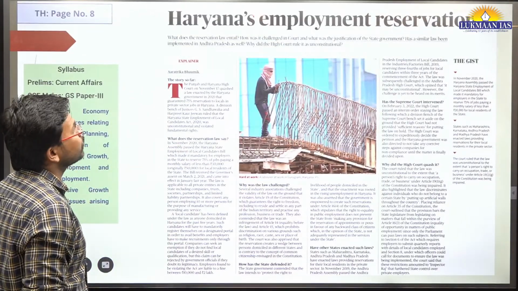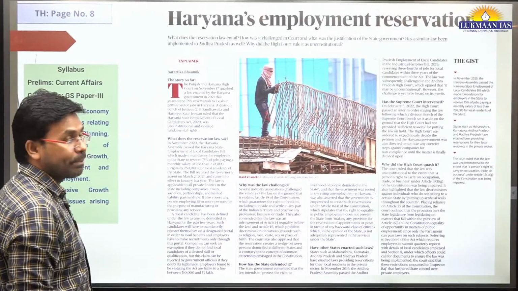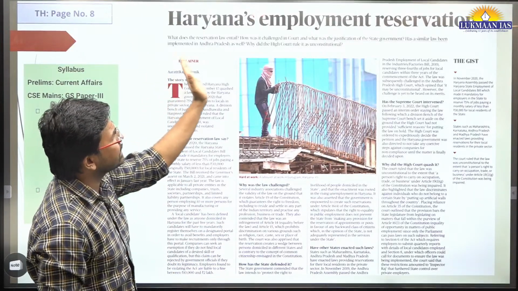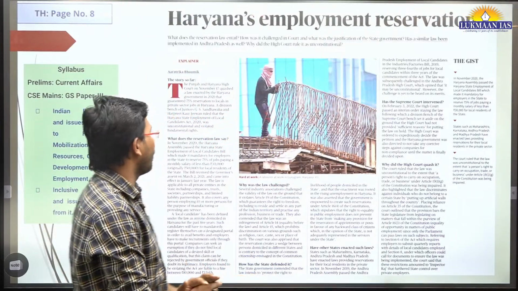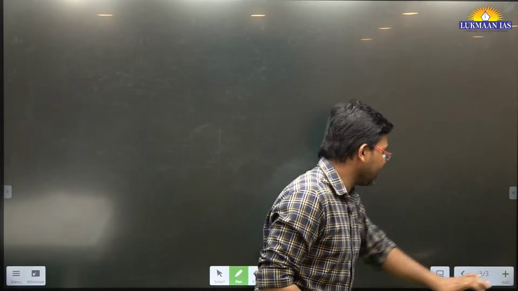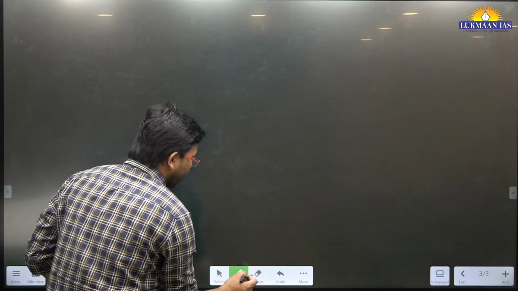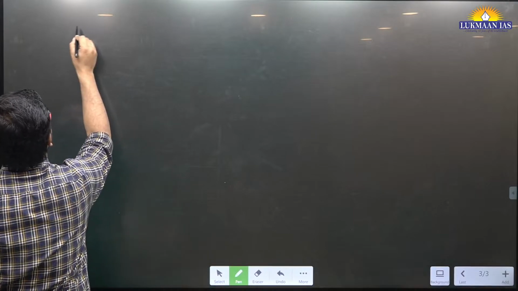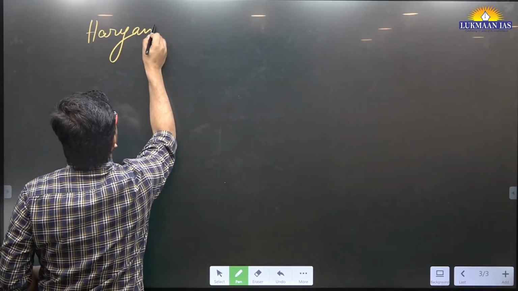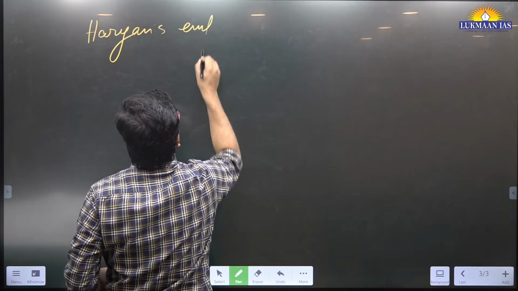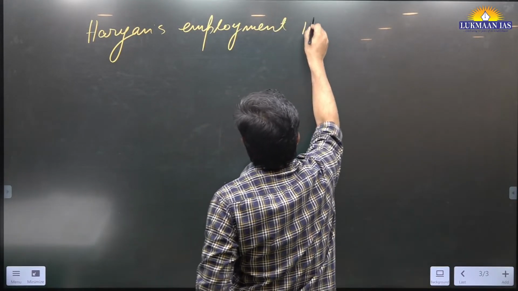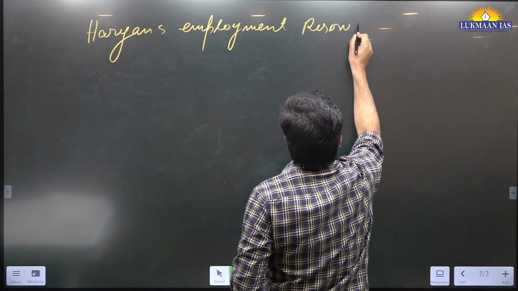So with this, let us quickly move to another topic. This topic is again really important. This topic says Haryana's employment reservation law. We are going to discuss this topic in detail a little bit. So the name of the topic is Haryana's employment reservation law.